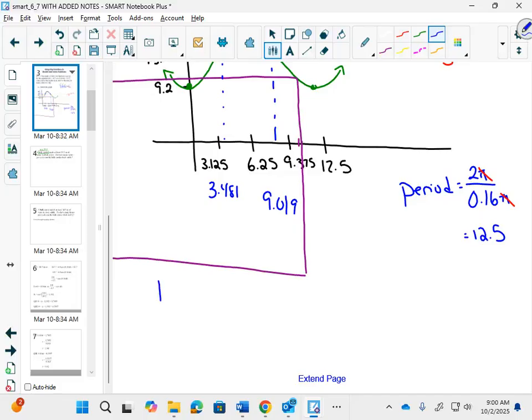So for part B, I take 9.019 minus 3.481. What is that going to be? 9.019 minus 3.481. 5.538.